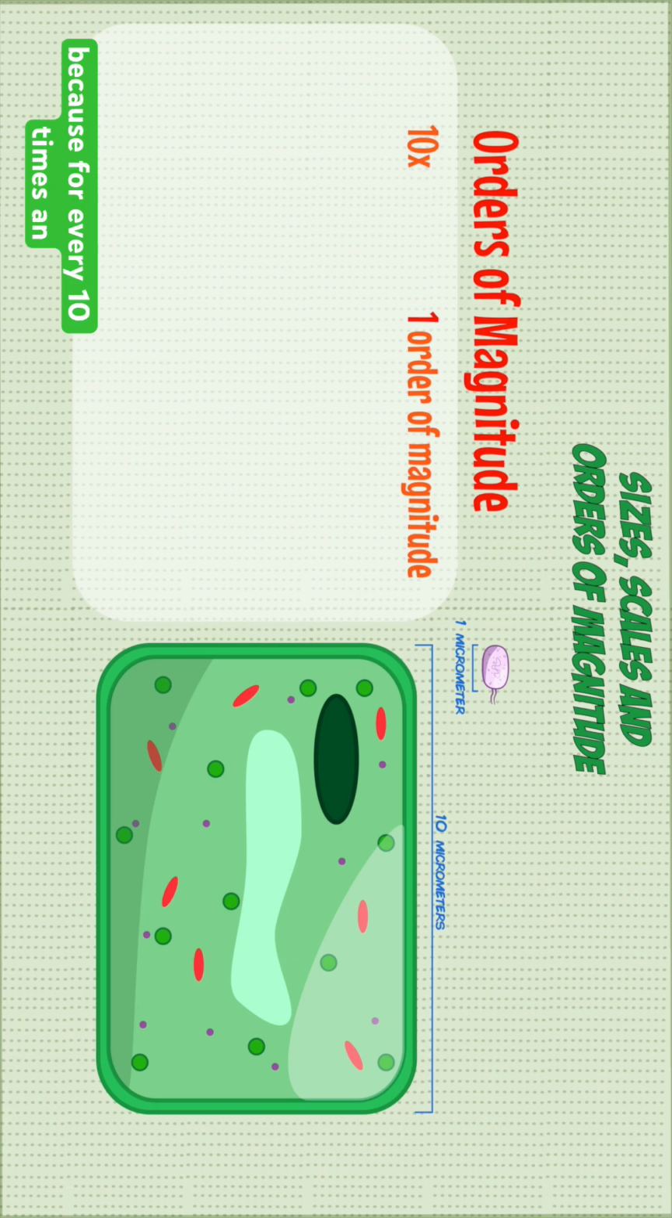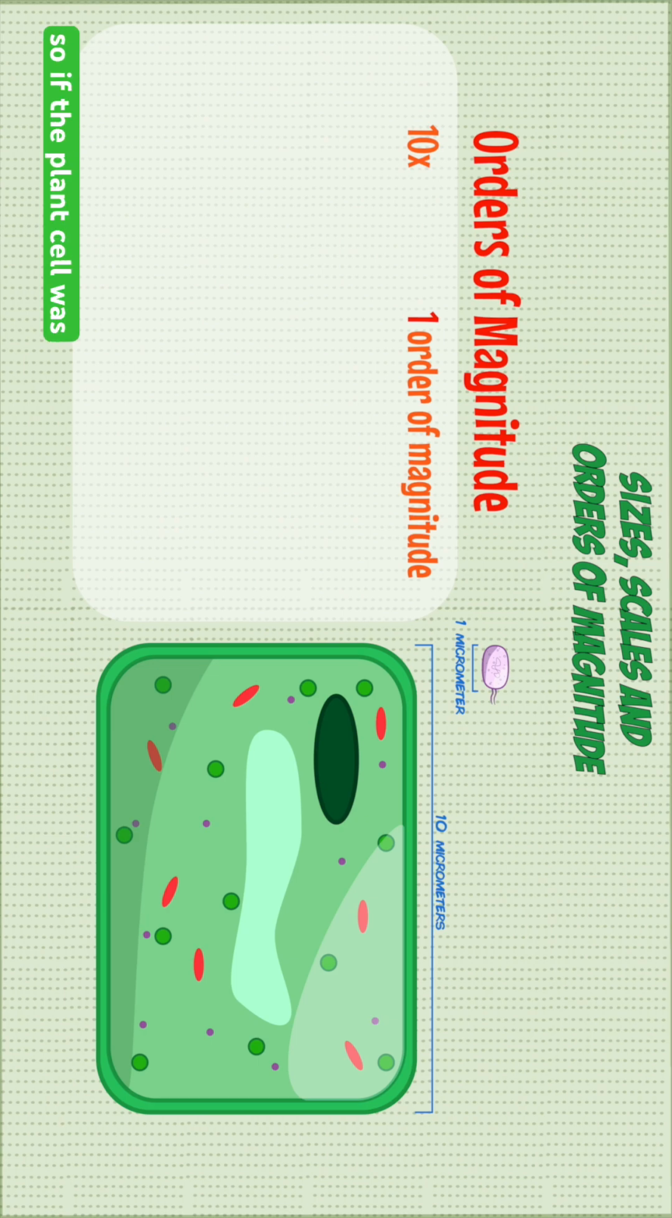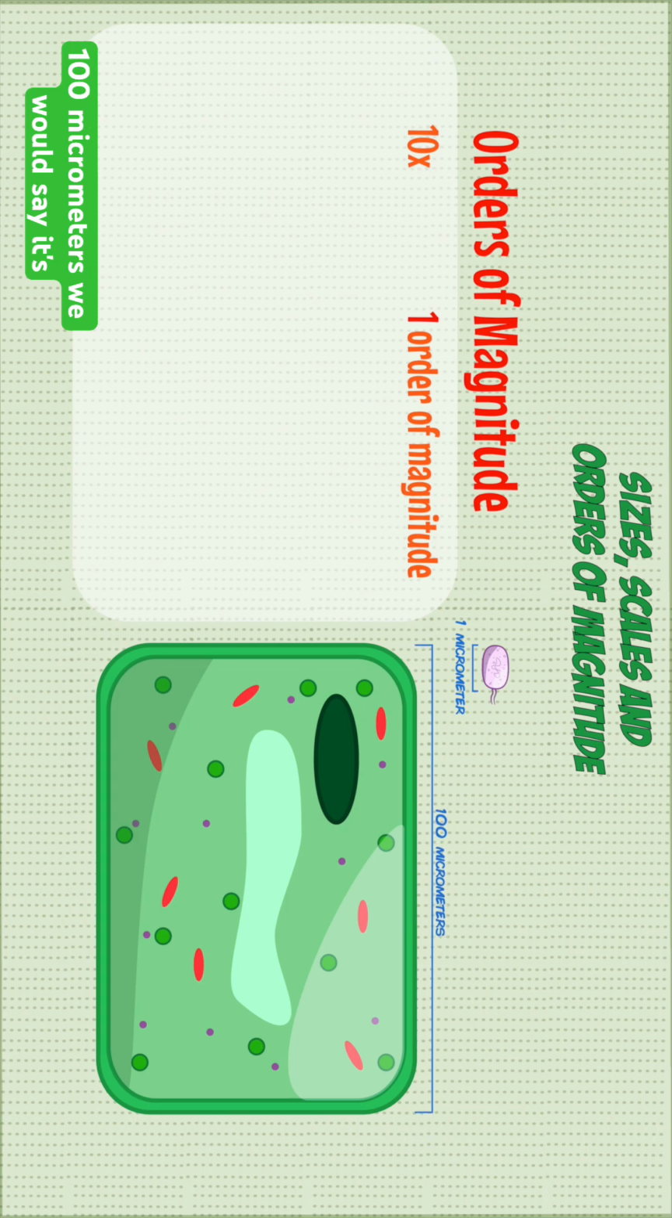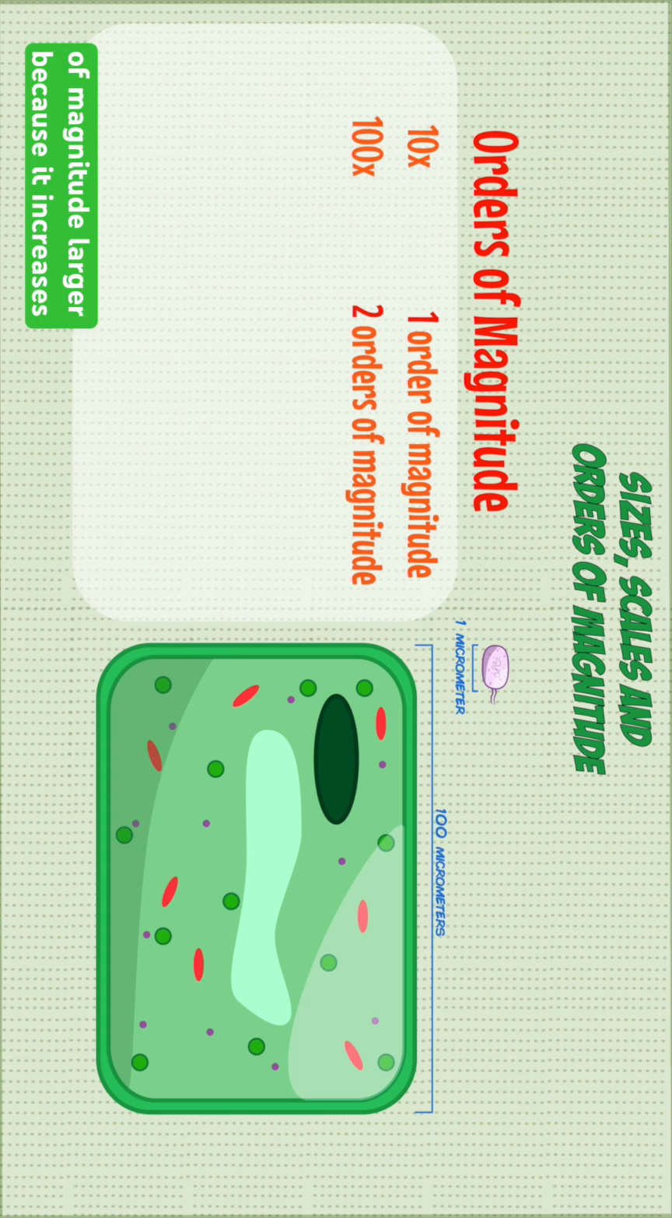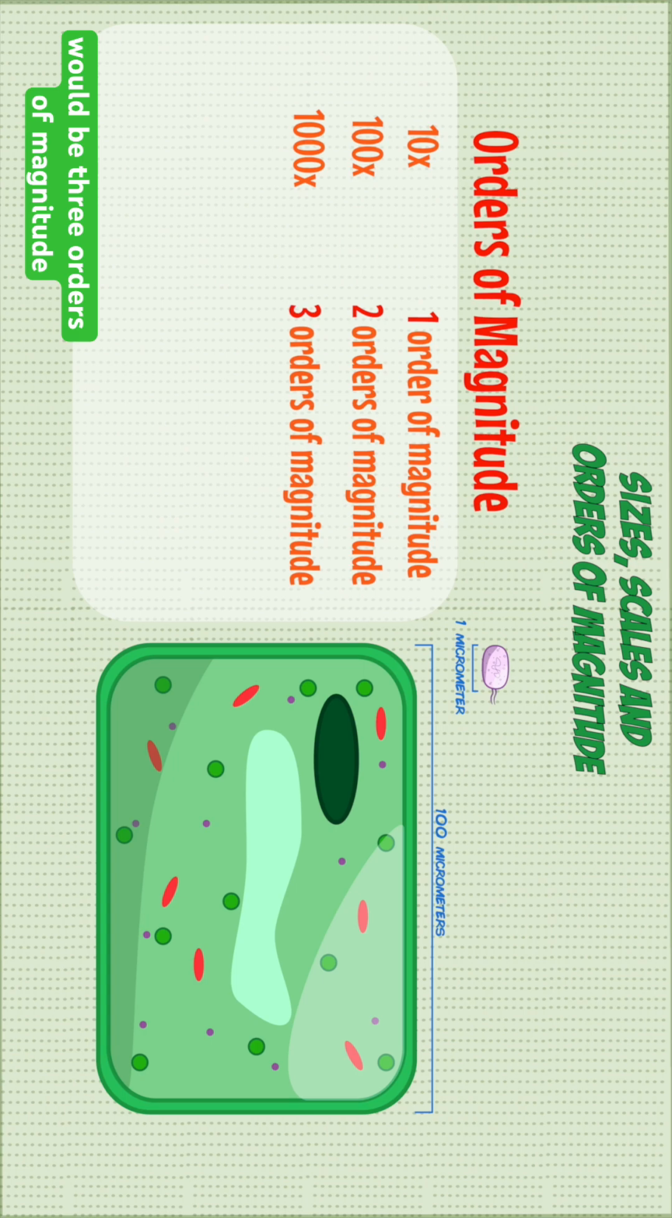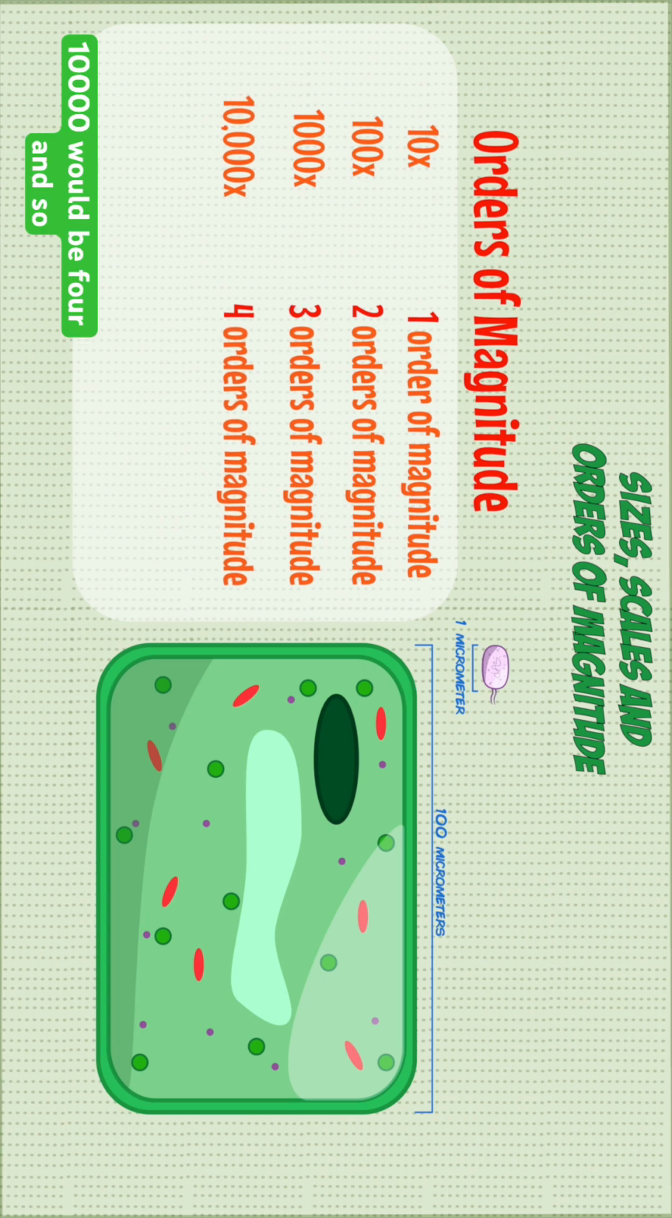This is because for every 10 times an object is larger than another, the order of magnitude increases by 1. So if the plant cell was 100 micrometers, we would say it's 100 times greater, or 2 orders of magnitude larger because it increases by 10 2 times. 1,000 times would be 3 orders of magnitude, 10,000 would be 4, and so on.